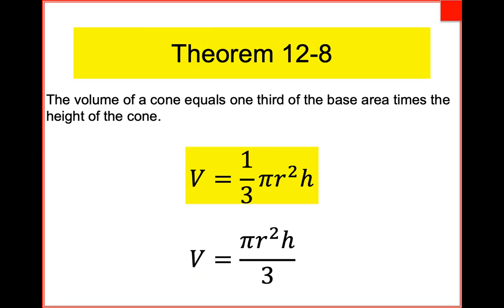Pi r squared h divided by 3 is the volume of a cone, and it is volume, so it will be in cubic units. Pi r squared h divided by 3, measured in cubic units.